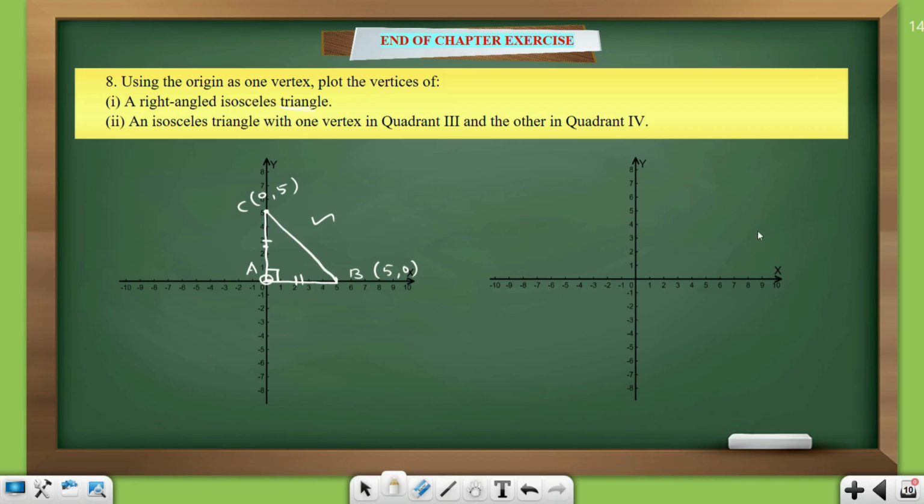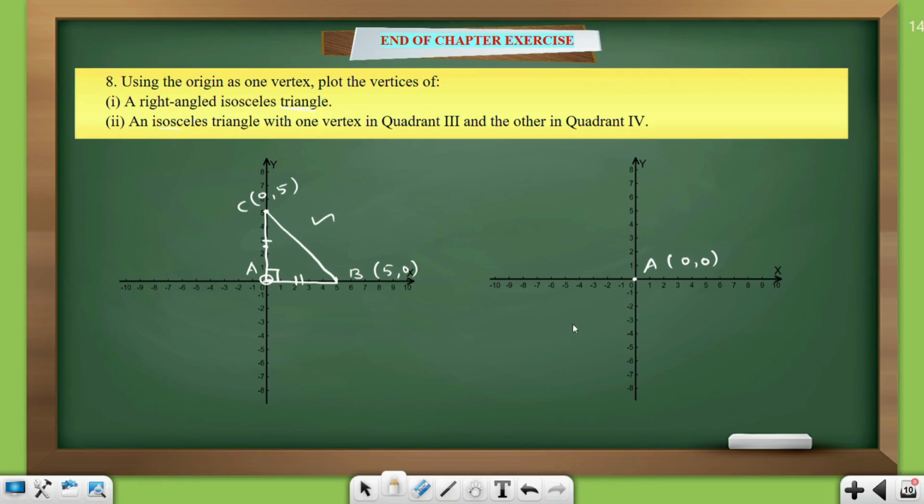Okay, in the next question, an isosceles triangle with one vertex in quadrant 3 and another vertex in quadrant 4. So we are having the same origin as our point A, and I need to select a point from quadrant 3 and another point from quadrant 4, and the triangle has to be an isosceles triangle. It need not be right angled, it only has to be isosceles, which means two of the sides have to be equal. Similar to the previous problem, here from A I select a point B and point C which are of equal length.